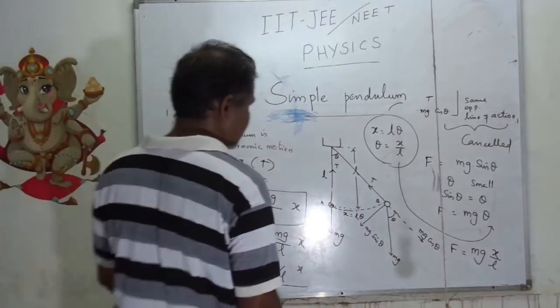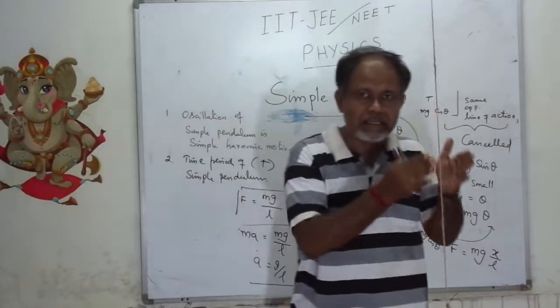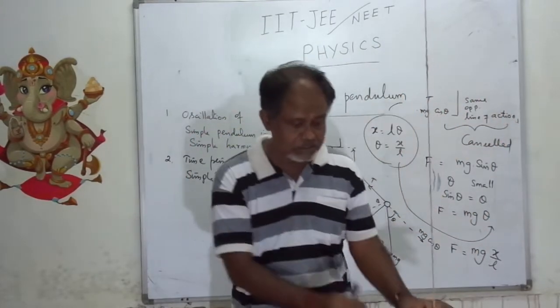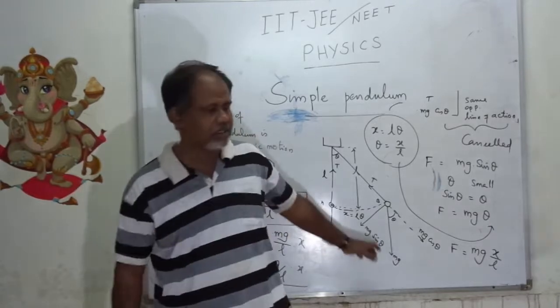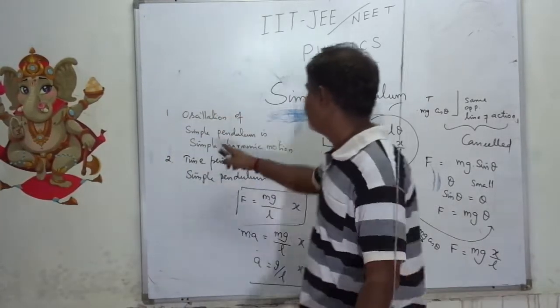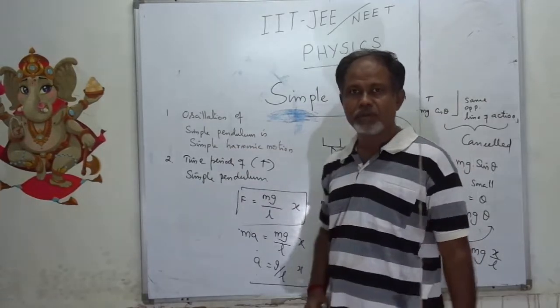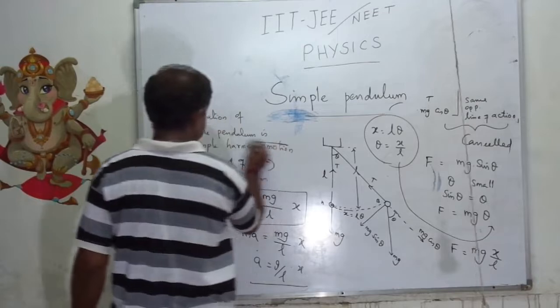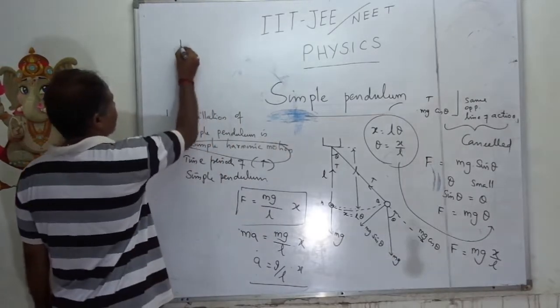But what type of oscillation is here? This oscillation is simple harmonic motion. Why is this called simple harmonic motion? What is simple harmonic motion? To and fro.